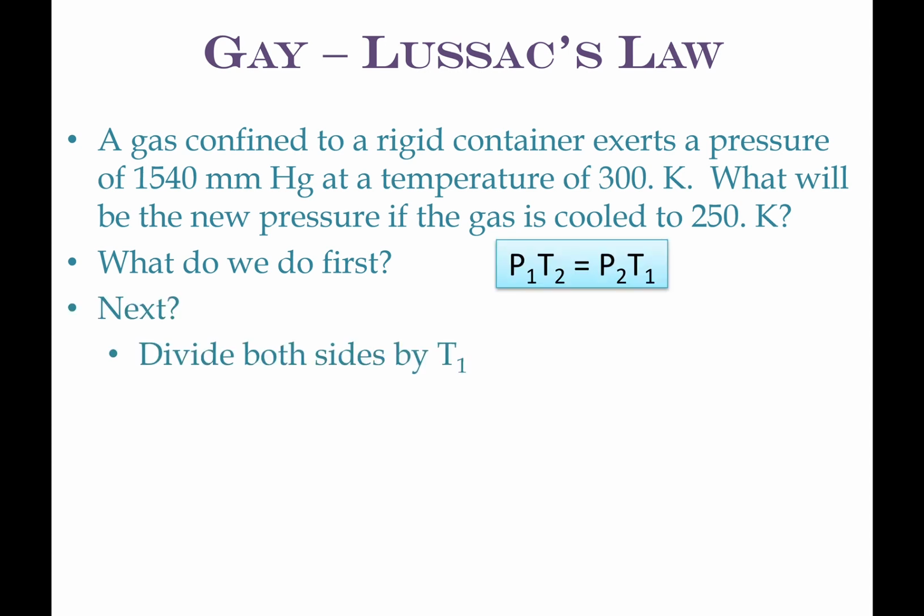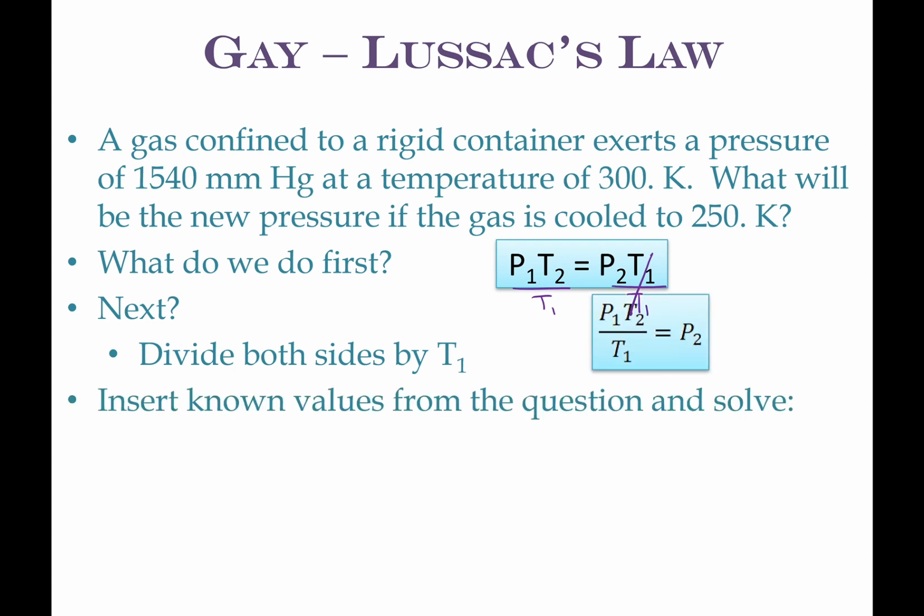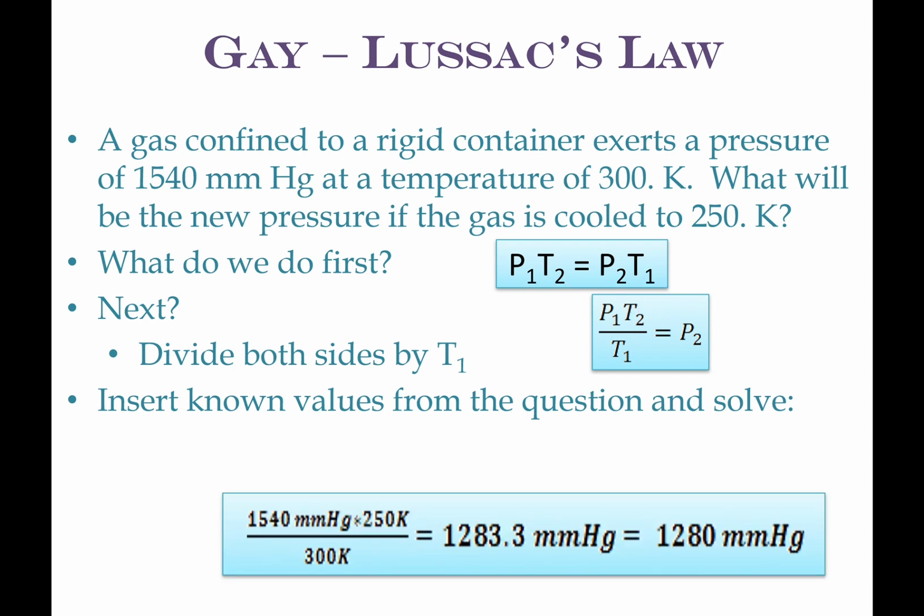So I'm just actually going to click through it since you paused it and tried it. So P1T2 is equal to P2T1. We want to divide both sides by T1 so that we can find P2. And we get this, P1 T2 divided by T1 is equal to P2. So we do that and we get this equation. And we put this in.